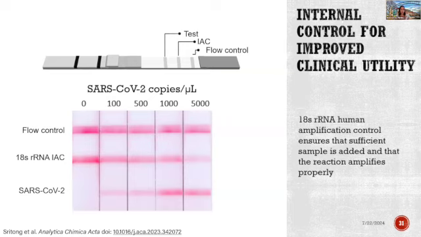But we have our control flow that makes sure everything got there, but also this 18S rRNA human amplification control, that ensures that you have enough sample and that the chemistries are still functioning properly so that the reaction can amplify. So both of those should always be there. And then the test line, in this case looking at SARS-CoV-2, will only be there when you have antigen, or if you have the RNA of interest.